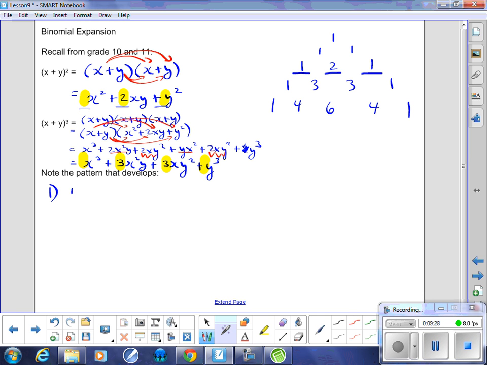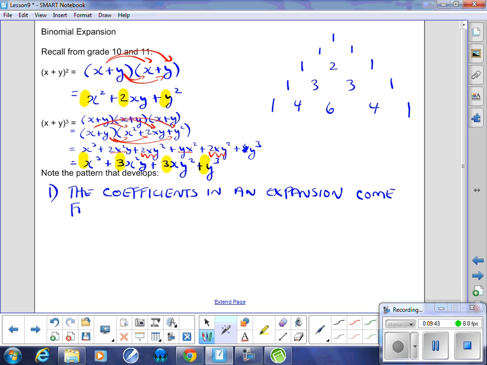So the coefficients in an expansion come from Pascal's triangle. And if you were noticing that, excellent work. If you didn't notice that, come on, pay attention.